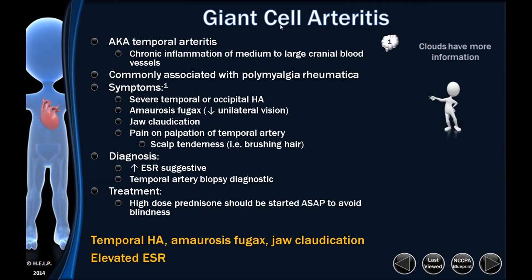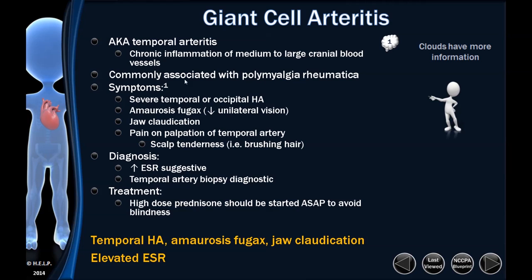Giant cell arteritis is important. It's called temporal arteritis if you're older like me. It's a chronic inflammation of the medium to large cranial blood vessels. It's commonly associated with polymyalgia rheumatica. These are the people that are like 50, 60 years old who wake up in the morning with that shoulder and hip stiffness. The way they often describe this is they're having scalp tenderness. So they brush their hair and it hurts, or they scratch their head and they get pain in the scalp. That's when you want to think about temporal arteritis.